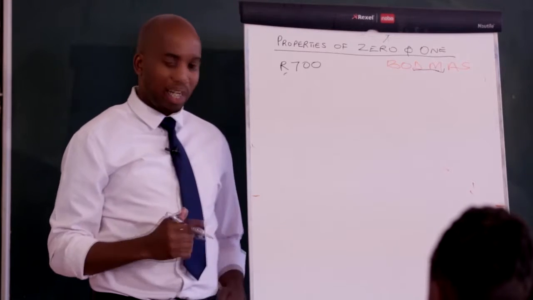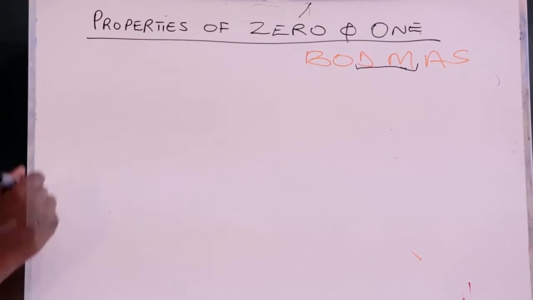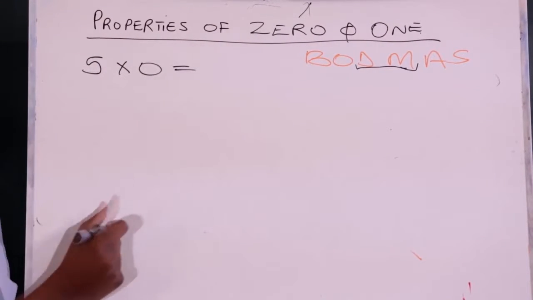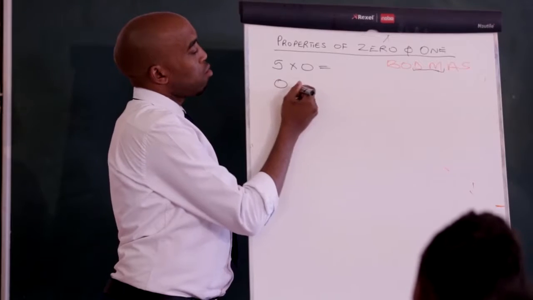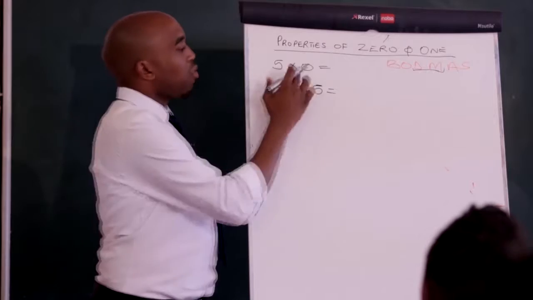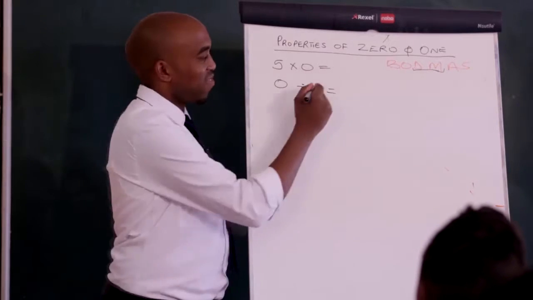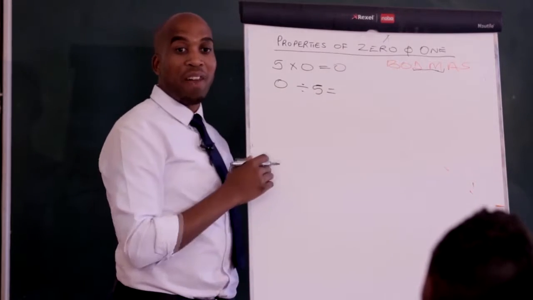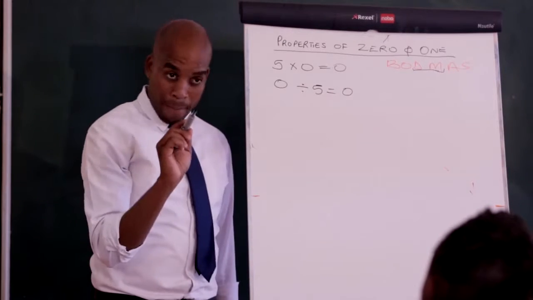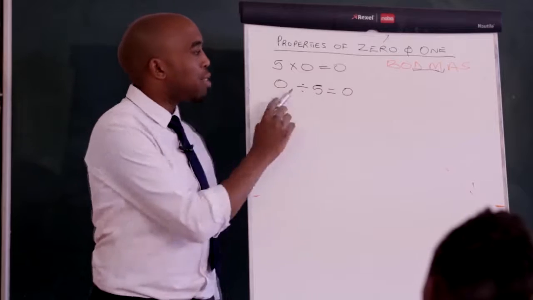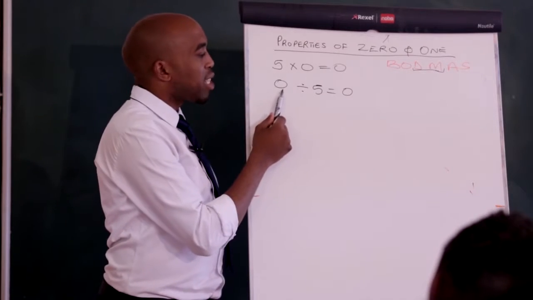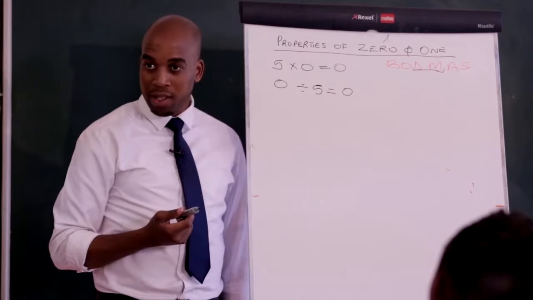So let's say you have 5 times 0 is equal to, and then you have 0 divided by 5. Here we go. What is 5 times 0? 0. What is 0 divided by 5? 0. What does this tell you? Any number you multiply by 0, the answer is 0. Any number, if you take 0 divided by any number, the answer is 0.